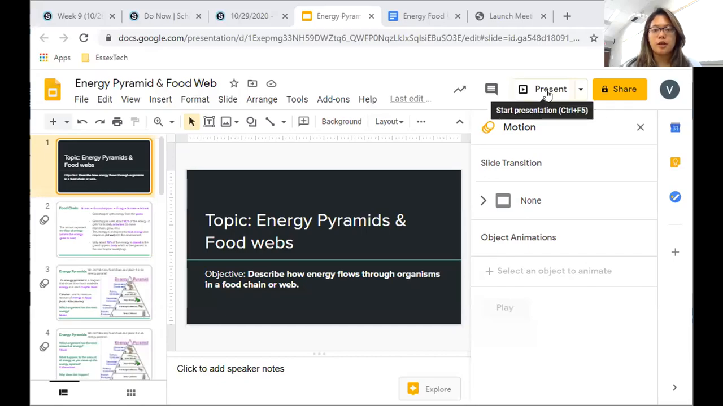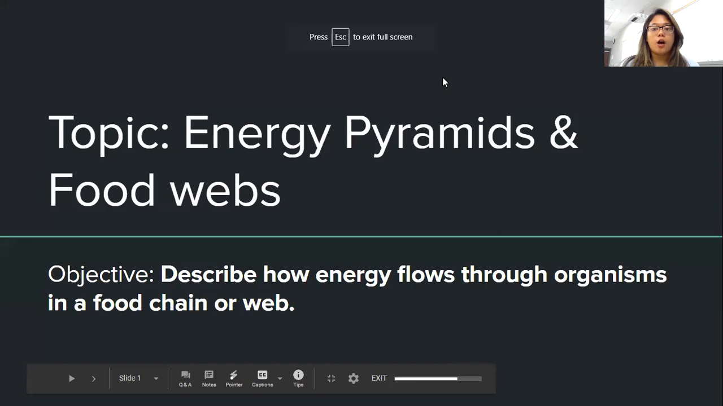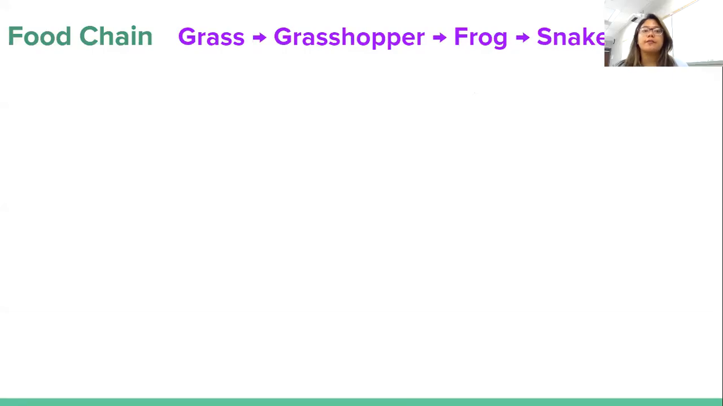Hi everyone, so today we're going to be taking a look at energy pyramids and food webs. So here we have a food chain, we have grass with an arrow pointing to the grasshopper and then to the frog, and then it points to the snake and then finally to the hawk.